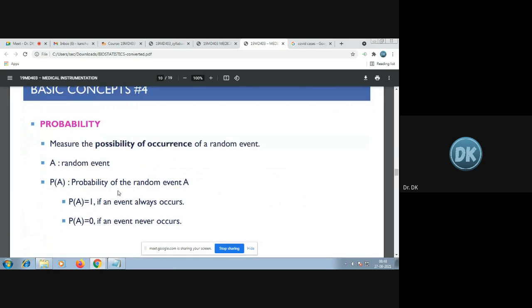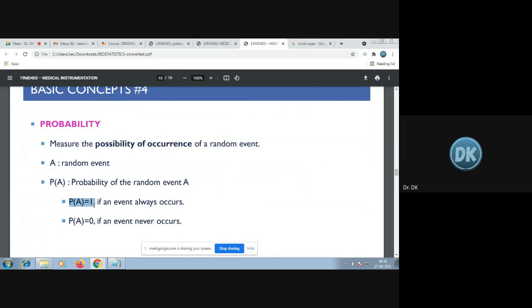Next one is probability. Probability is the possibility of occurrence of a random event. So let's say there is a 50% chance of rainfall today, which means there might be a 50% chance of sunny weather. So A is a random event, which is the rainfall, the possibility of rainfall, for example. P of A denotes the probability of the random event. So probability is whether the event will occur or not.